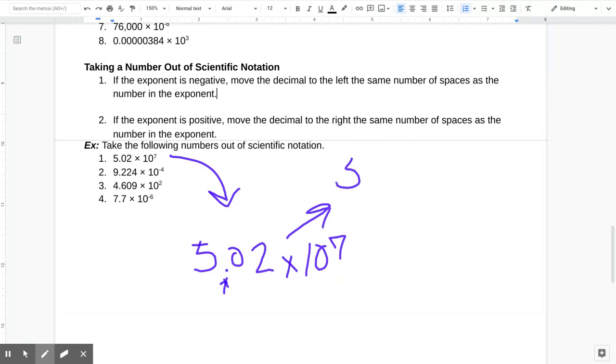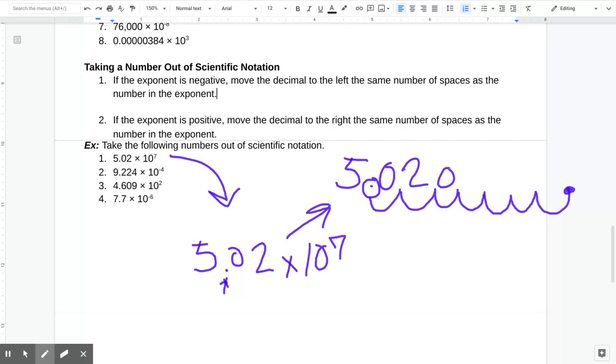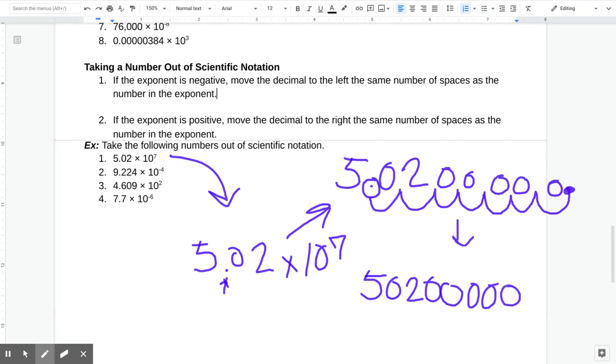So 5.02. I'm going to take my decimal and I'm going to go 1, 2, 3, 4, 5, 6, 7. There's my new decimal spot right there. And then I just fill in all those jumps with zeros. Okay. And then I just write down my new number, which is going to be 502.00000. I think I got 1, 2, 3, 4, 5, 6. 1, 2, 3, 4, 5, 6. Yeah. And then we just add our commas. Boom. So 50,200,000 is our new answer.